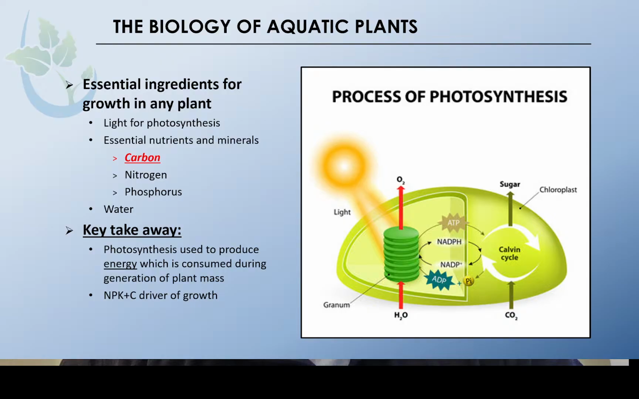And the reason you have that energy is so it can create the macromolecules that produce cellulose that comprises your plants. So the NPK plus C, and I always emphasize this for aquatic plants, carbon's critical. These are drivers of growth, and without those 4 components, you're not going to have any plant growth, or at least your plant growth is going to be limited.